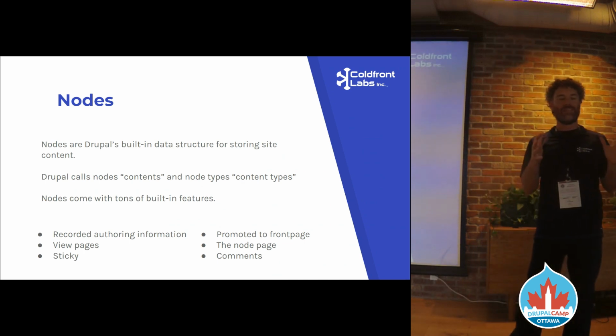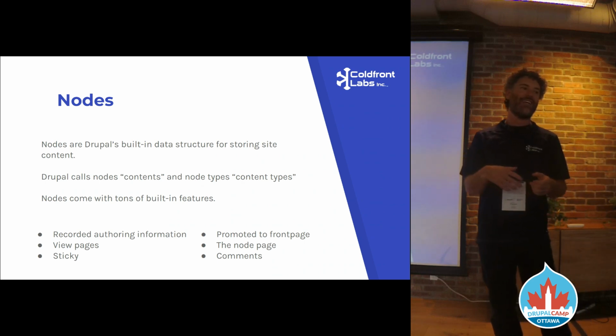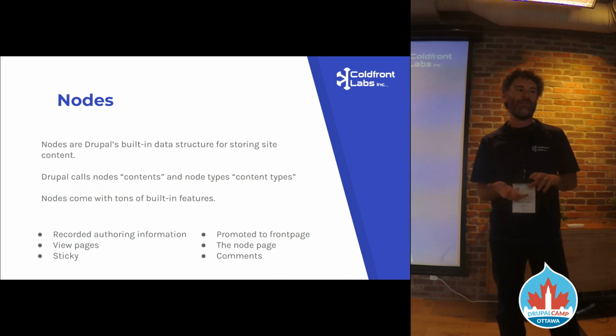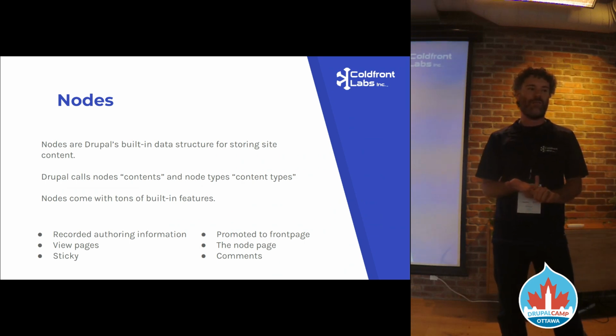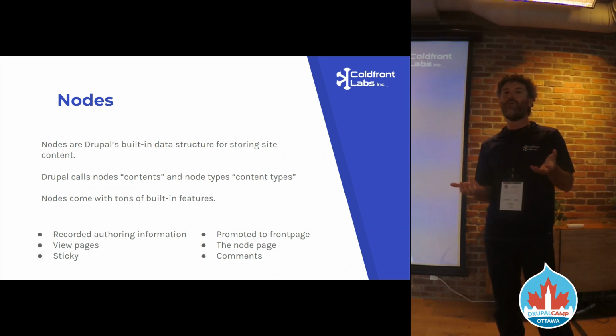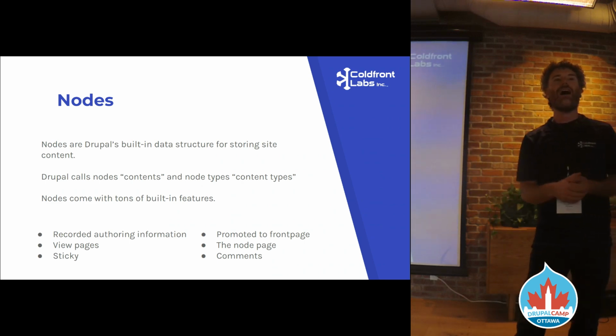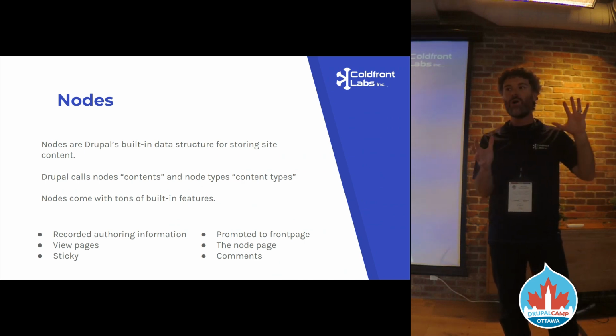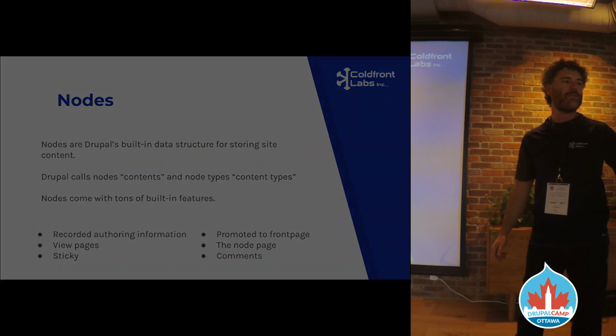They have a bunch of built-in features. They have a page. They record authoring information. They have a bunch of flags on them: sticky, published, promote to front page. There's a node page that lists teasers of all of them that comes by default. And they can have comments on them, so you can enable commenting. But most of your content is going to be nodes.